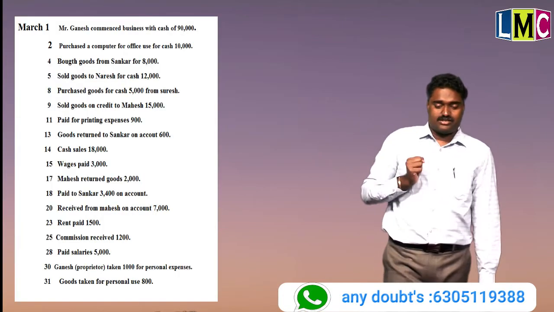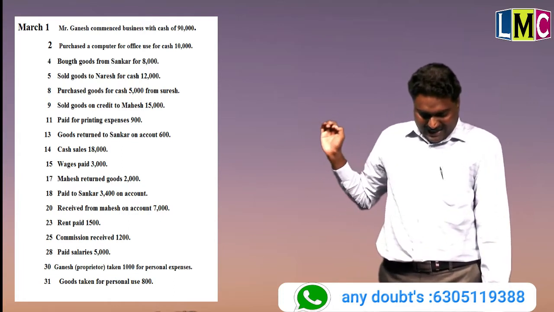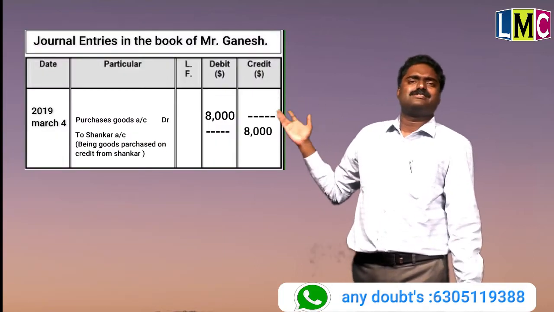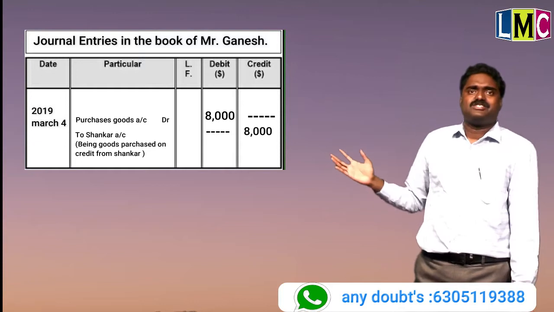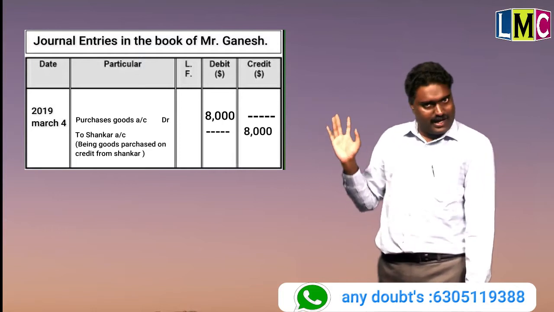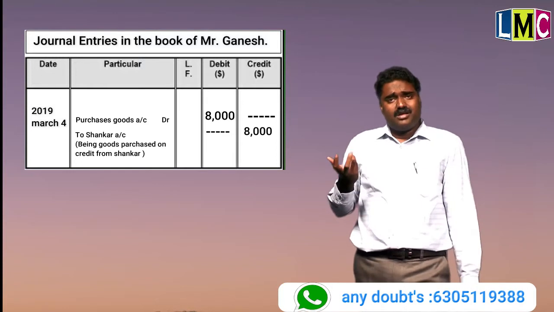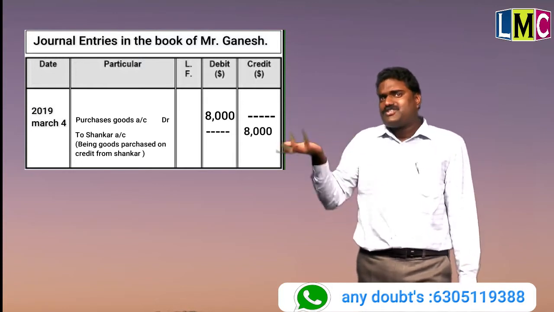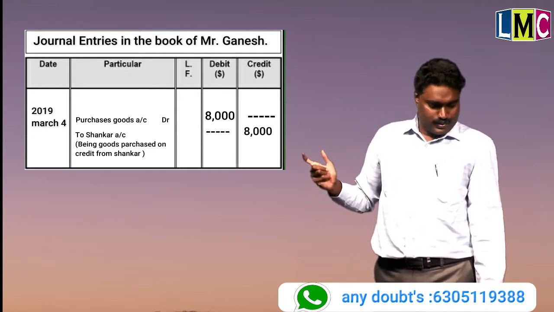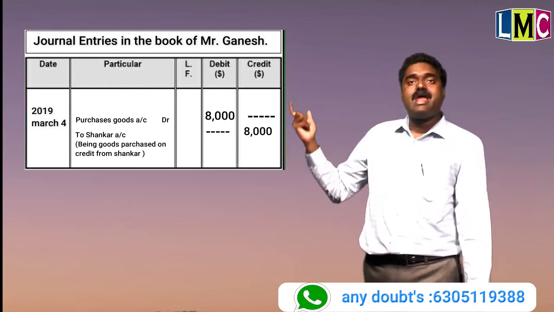So the next date is 4th of March. Bought goods from Shankar for 8,000 rupees. So what is this? Whenever the name comes, just remember, it's a credit transaction. So what is coming in over here? Purchases. Whatever goods you purchase, purchases is coming in. Purchases account debtor to Shankar account. How much is that? 8,000.